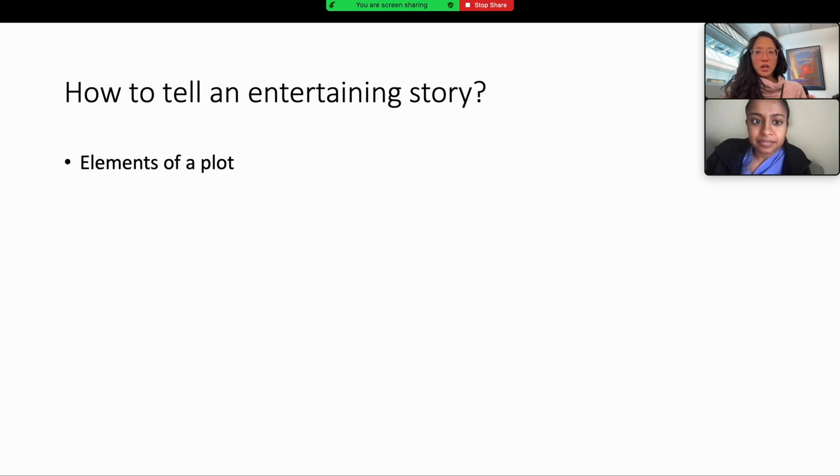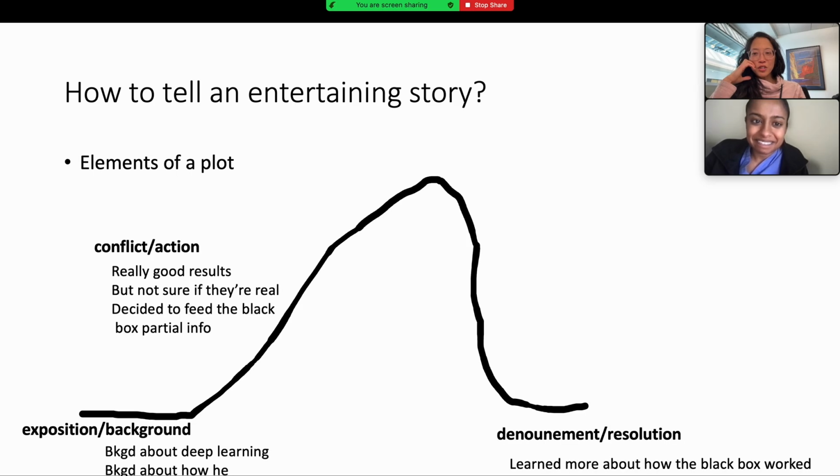So what else is important to a story? What are the elements of a plot? What did we learn in elementary school about how to tell a fiction or any story? There are different components. There's the exposition or background. So he said, okay, this is the background about deep learning. This is the background about how I accessed all this data.